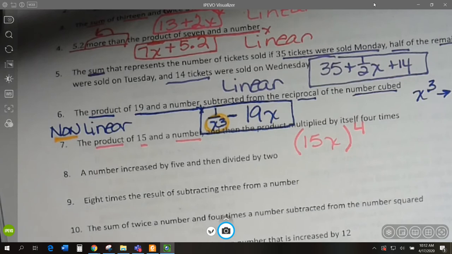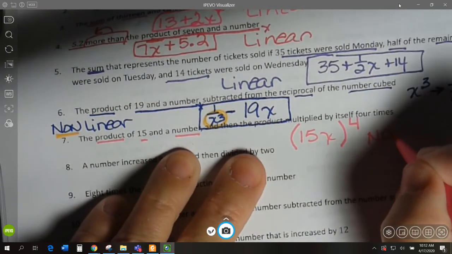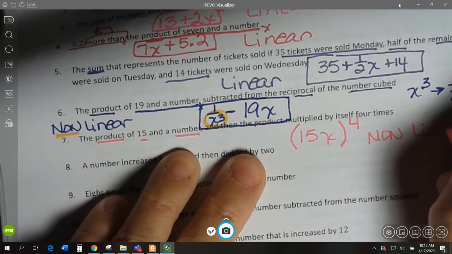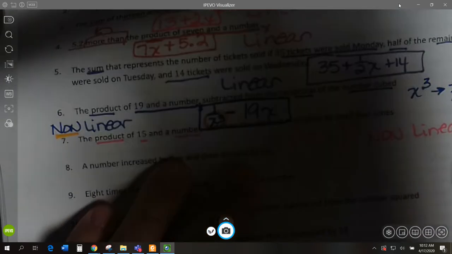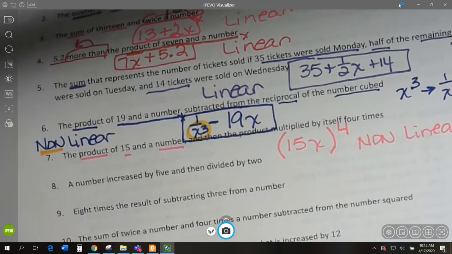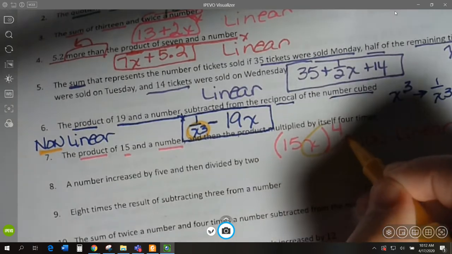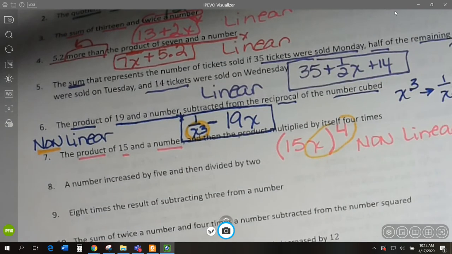So this is going to be nonlinear, because we have a variable raised to a power of 4. Okay.